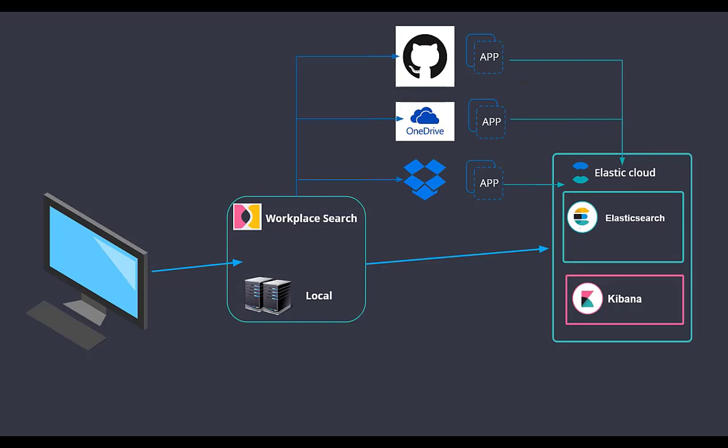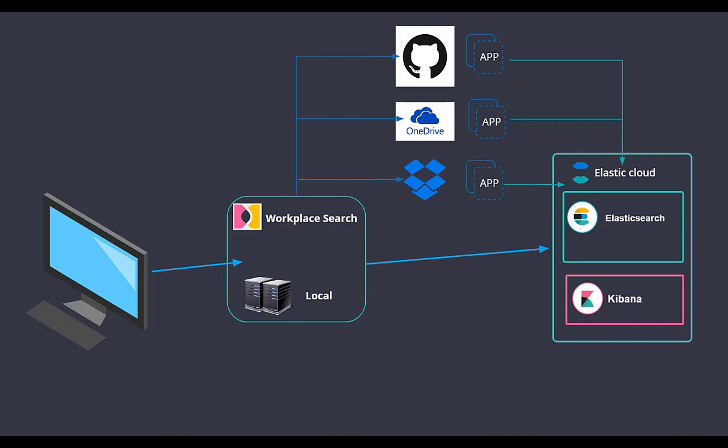To give you an idea of what we'll be trying to accomplish today, on the left-hand side is just a graphic of a laptop or a desktop. I'm going to be connecting from my desktop into a local Workplace Search deployment. I'm going to show you how I installed it and go through that. And then I have GitHub, OneDrive, and Dropbox services that are already configured. My accounts are already set up. But I'm going to walk you through how to set up an application that Workplace Search uses to be able to authorize against it.